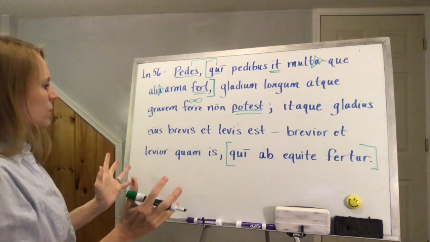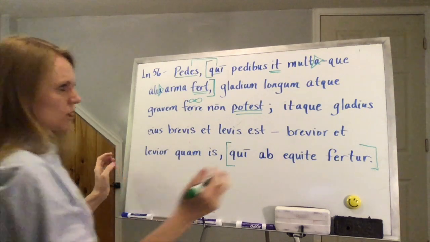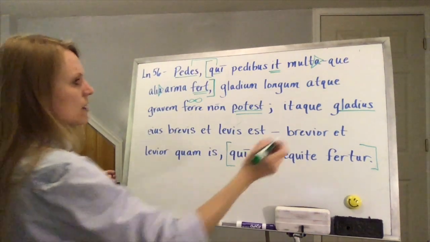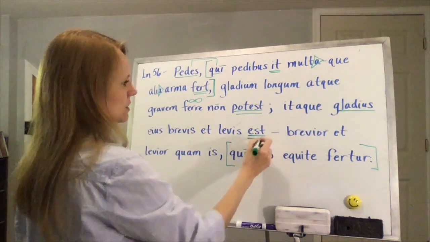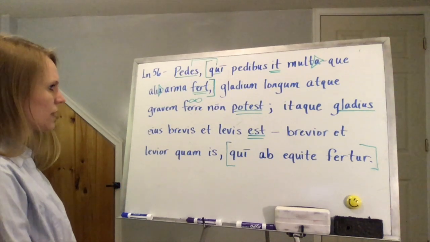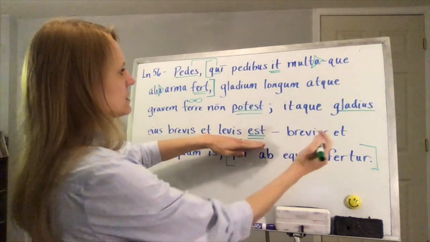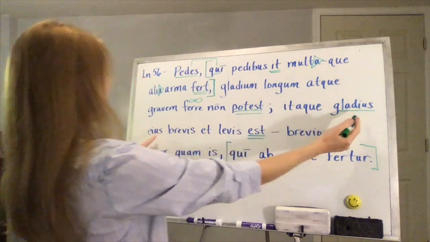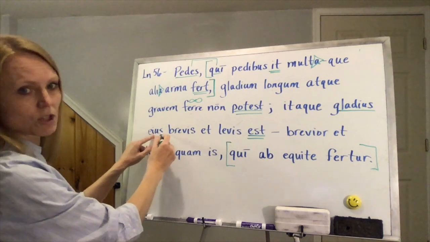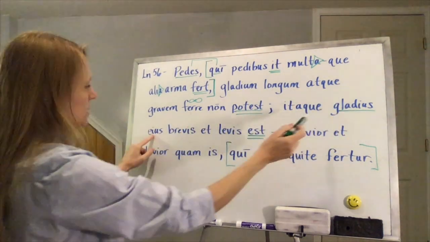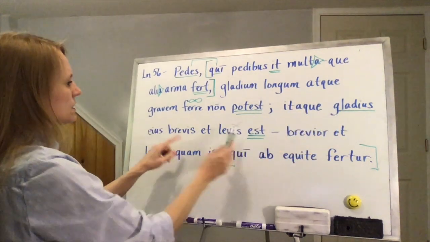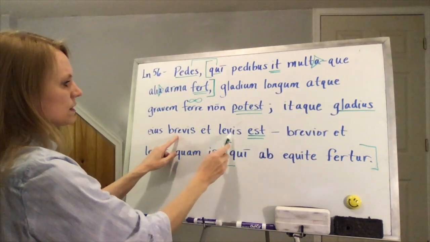Now I'm gonna look for my subject and my verb. So I don't have any prepositional phrases, so I'm not gonna take that out. Here's my subject, here's my verb. There are no other verbs in here. All right, so let's just look at this main sentence. And so his sword, now this is eius because remember it's not the subject's own because this is the subject, okay? And so his sword is short and light.